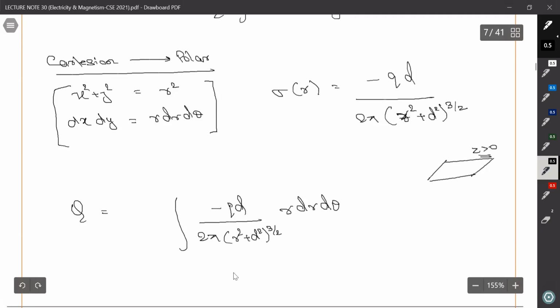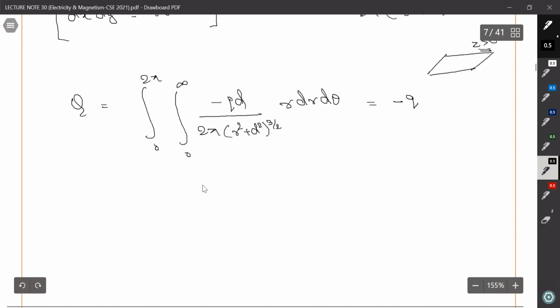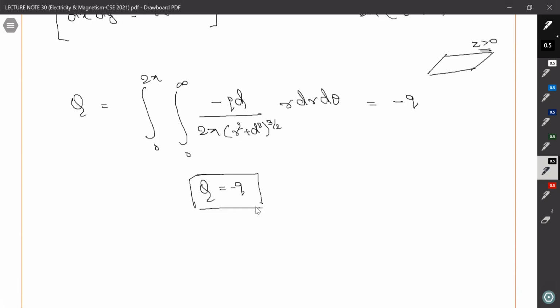So be careful while writing the limit of this integration. It will be 0 to infinity, and d theta is again complete, 0 to 2 pi, right? If you do this, it will equal minus q. Total induced charge will equal minus q here, right? If you know the basics of conductor and induction, you will come to that: if it is a conductor, then the induced charge will be minus q only.